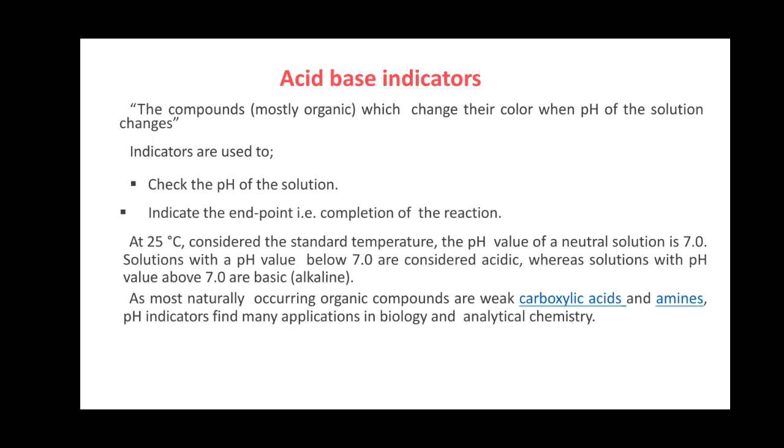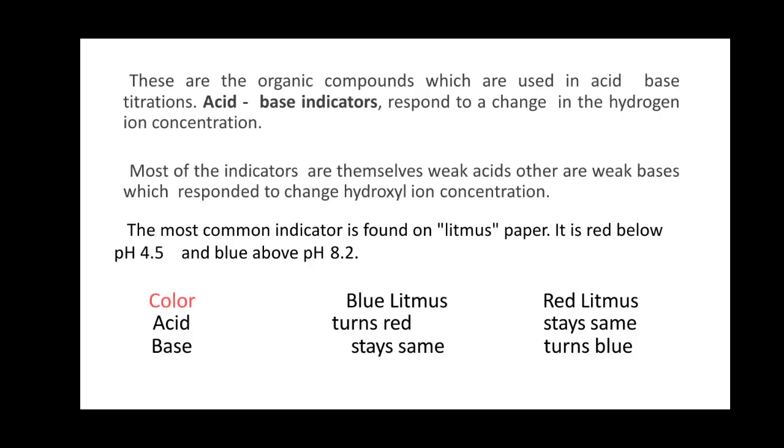So most naturally occurring organic compounds are weak carboxylic acids and amines. So pH indicators find many applications in biology and analytical chemistry. These are the organic compounds which are used in acid-base titrations, as acid-base indicators respond to a change in the hydrogen ion concentration. Most of the indicators are themselves weak acids, others are weak bases which respond to change in hydroxide ion concentration. So the most common indicator is found on litmus paper.